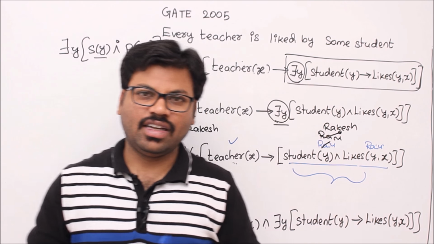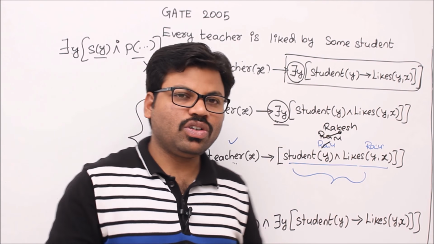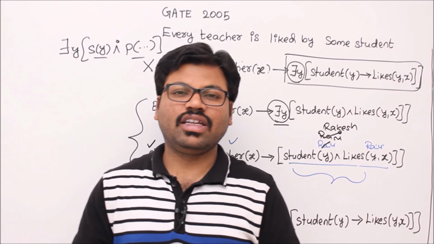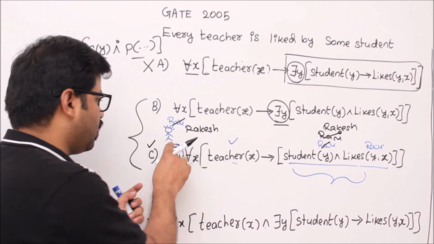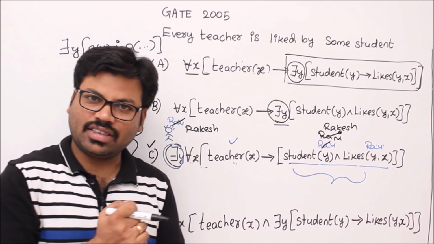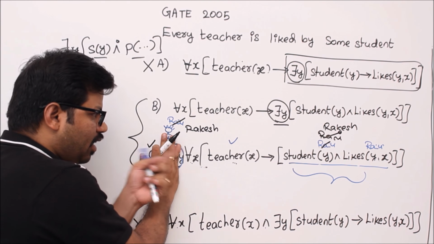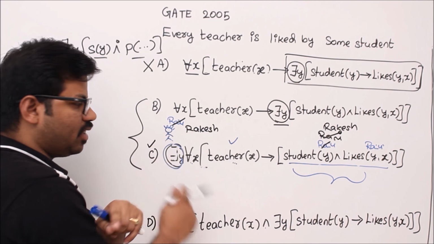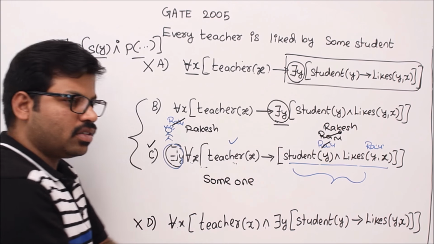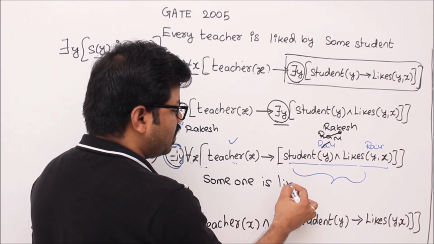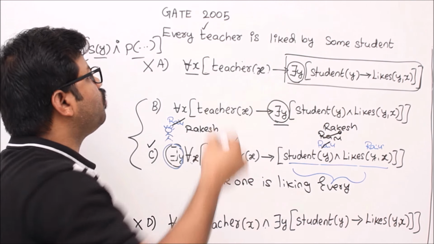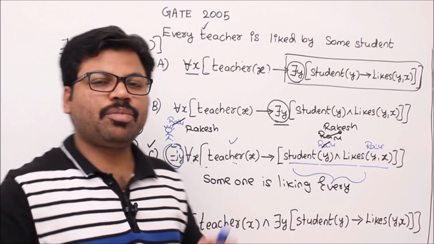Now let's generalize it. It's neither Raju nor Rakesh nor Rani, isn't it? Then what is it? Someone. Whoever you substitute, that someone is going to like every teacher, isn't it? After substituting y, that y is liking every teacher. Then I can read this like someone is liking every teacher. But our statement is different. We should have every teacher is liked by some student.